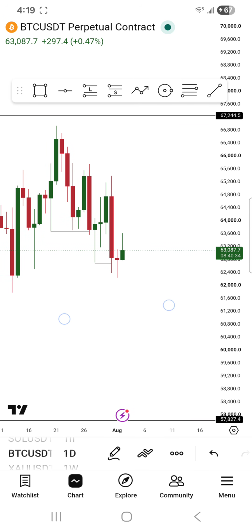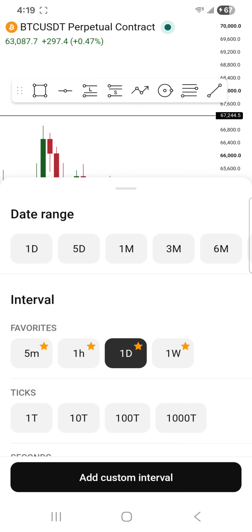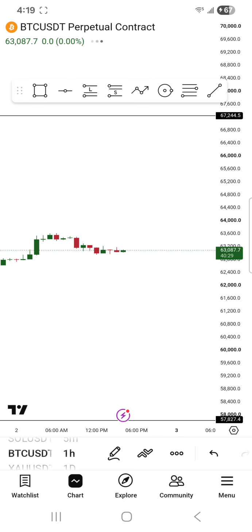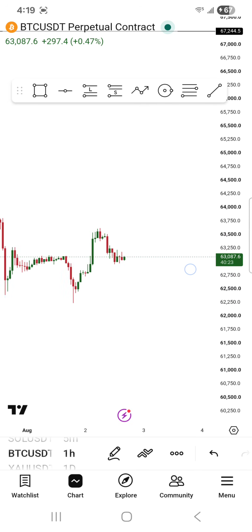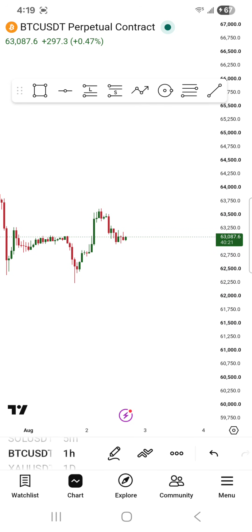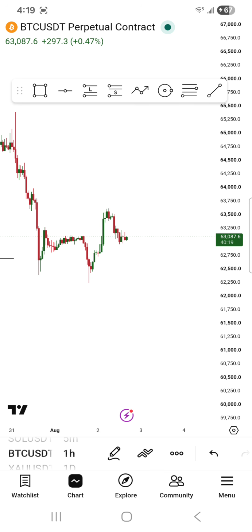So now that my bias is bearish, I'm going to the 1 hour time frame. What am I going there to do? To mark my bearish order block. The order block is my POI. I don't trade breaker blocks. I don't trade fair value gaps. Fair value gap, I use it for confluence to get a valid order block.